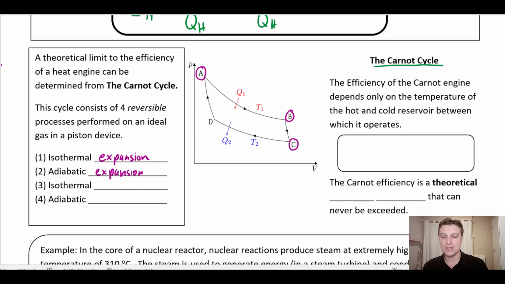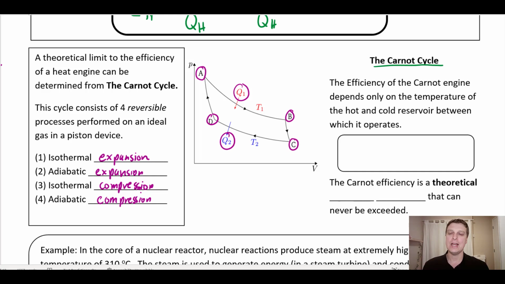Okay, and then we go from C to D, which is an isothermal compression. And finally D back to A, which is an adiabatic compression. Now, because BC and DA are both adiabatic, the only time heat flows is during process AB and process CD. Okay, and so this is like the ideal situation for a heat engine.